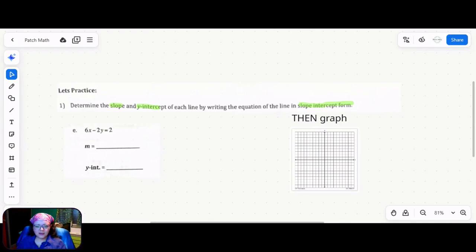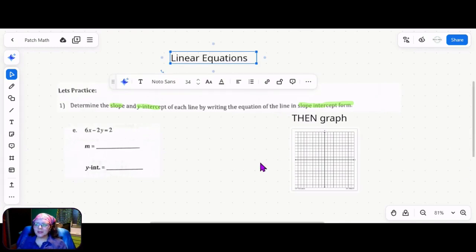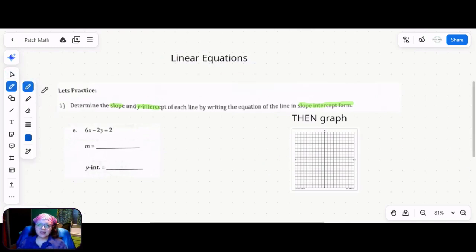Today we are talking about linear equations. This problem is asking us to find the slope and y-intercept of that equation by converting to slope-intercept form. I went ahead and added the graphing option because honestly, if you're going to find a slope and intercept, you might as well graph it. It's just a few extra seconds.